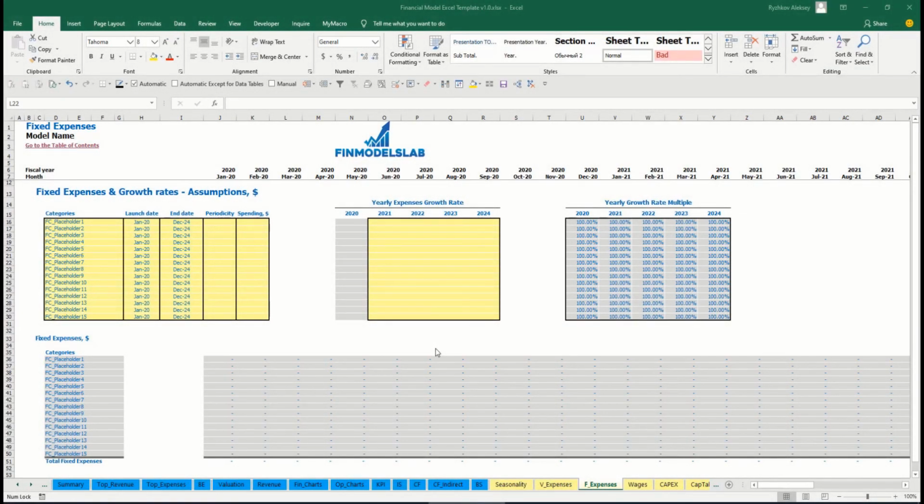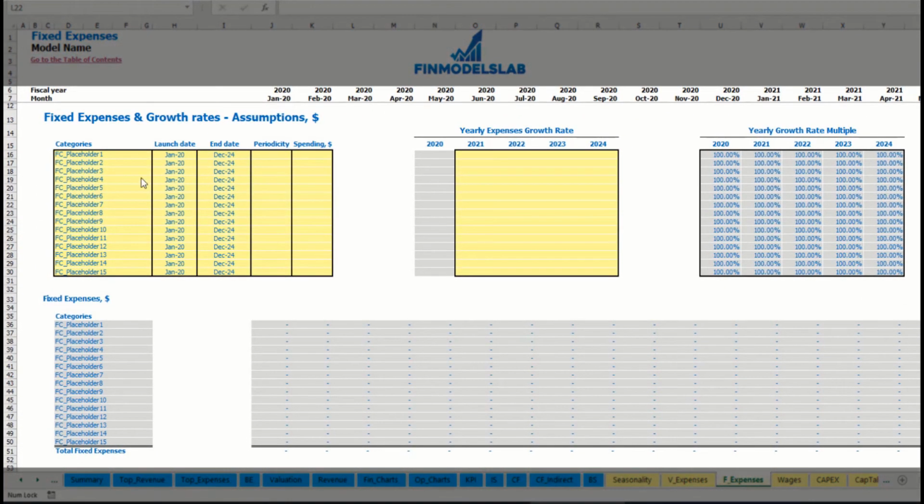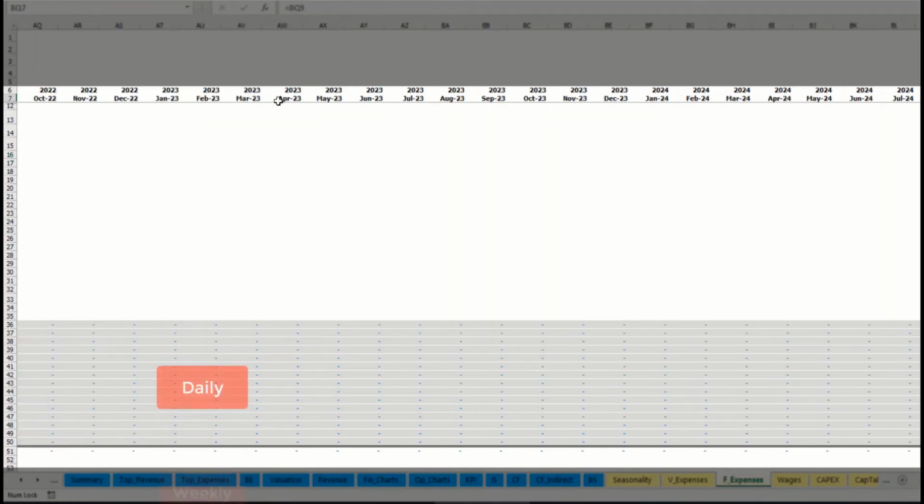On the Fixed Expenses tab, you may input up to 15 line items for your fixed expenses. Let me show you how it works. For example, you have utilities. You will start to pay starting from March 20 till the end of the model, which is December 24. You may see it here.